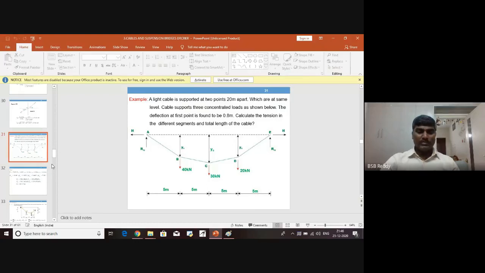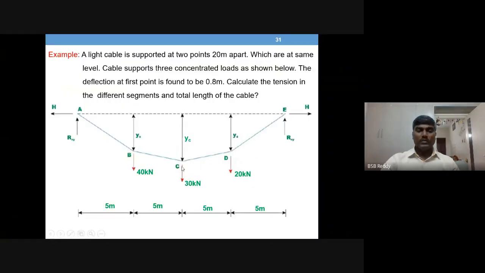Let us continue from the last session. At last session, we solved a problem on cables subjected to point loads with a simple example of a single point load case. Now you try this one, which is a similar case to the one which we have solved earlier. Take this problem and try on your own. This is just a practice problem.